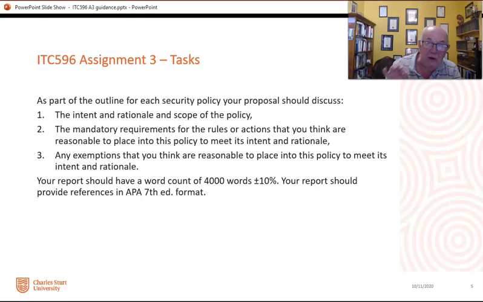So as part of your outline for each of those policies, you should just discuss the following. You should talk about the intent, rationale, and scope of the policy. What are the mandatory requirements for rules or actions that you think are reasonable to put into that policy in order to meet its intent and rationale, and any exemptions that you might think are reasonable to put into that policy as well. So this report now is the whole report, a word count of about 4,000 words, plus or minus 10%, and again, references in APA 7th edition format.